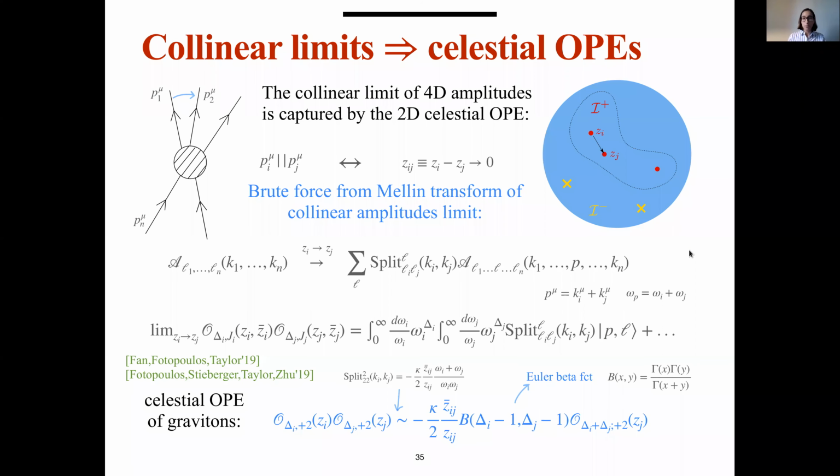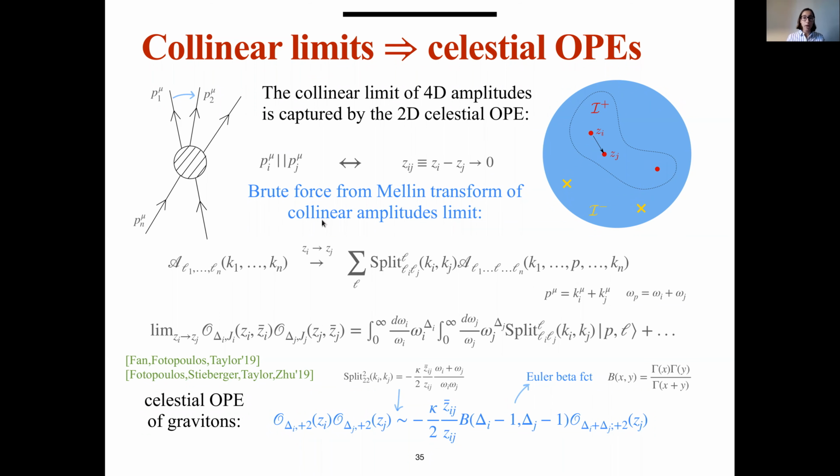Okay, so now let me talk about collinear limits of amplitudes. If I parameterize the momenta in terms of the expressions that I've shown you on a couple of slides ago, in terms of energies and points z, z bar on the celestial sphere, then it's easy to see that having collinear limits between particles in an amplitude corresponds on the celestial side to taking the location of two operators close, so taking Zi to Zj. And now this means that the collinear limit of amplitudes captures celestial OPEs, or the other way around, celestial OPEs capture collinear limits of amplitudes.